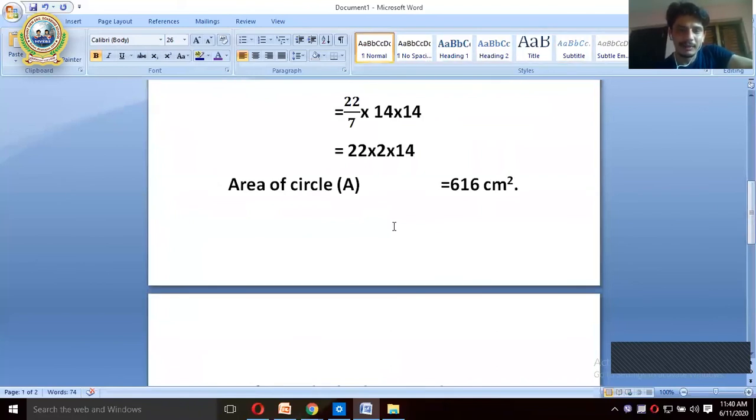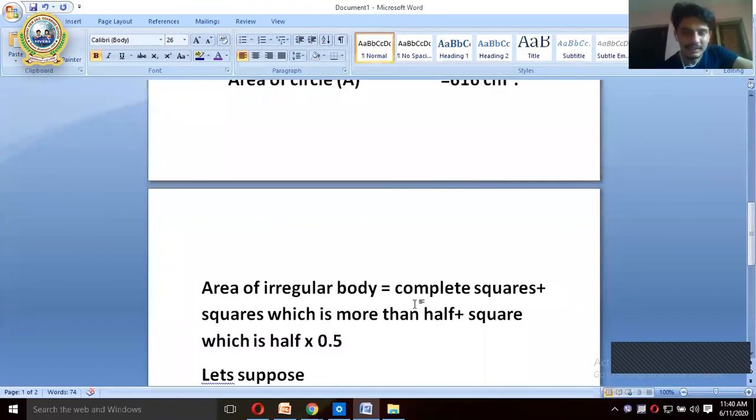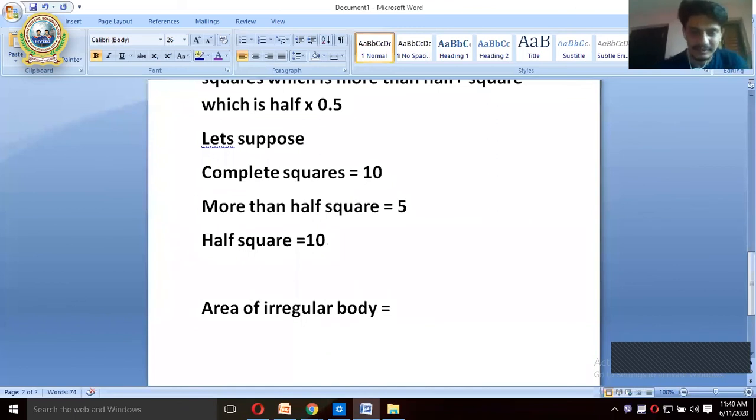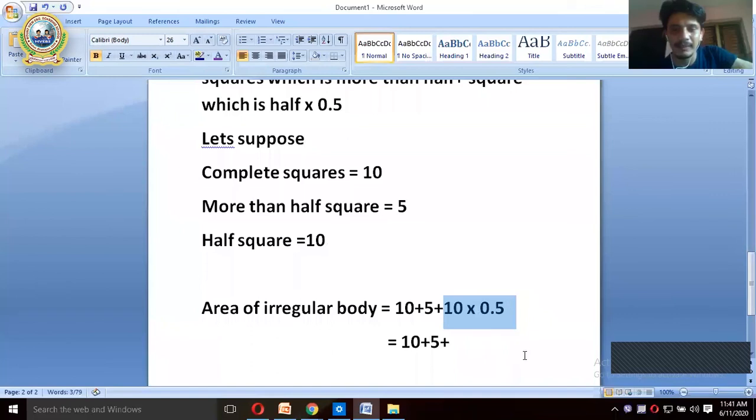Area of irregular body equals, see there, complete squares. How many complete squares are there? 10. Plus how many more than half squares are there? 5. Plus how many half squares are there? 10, and you will have to multiply 10 into 0.5. What happens when 10 is multiplied by 0.5? It becomes 5. So 10 plus 5 plus 5 equals 20.